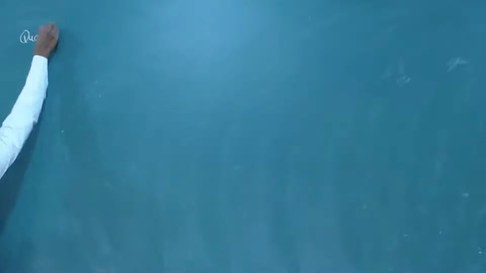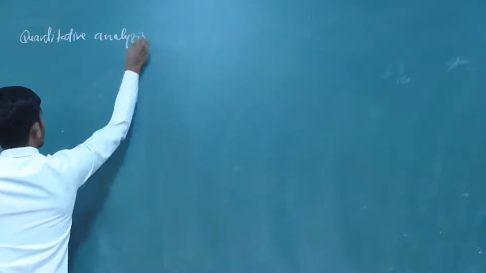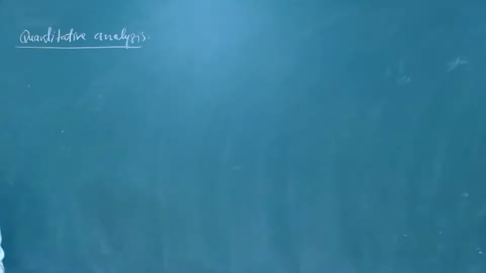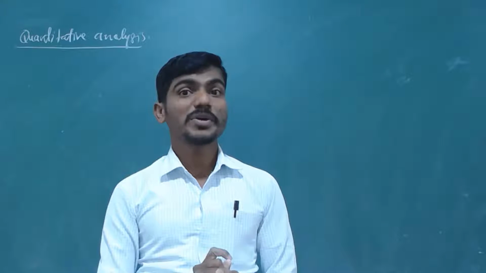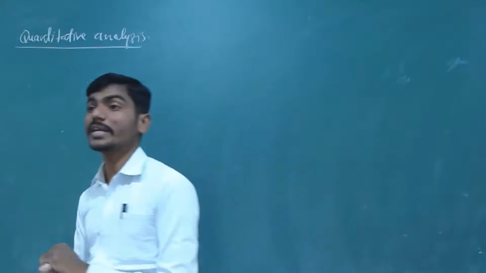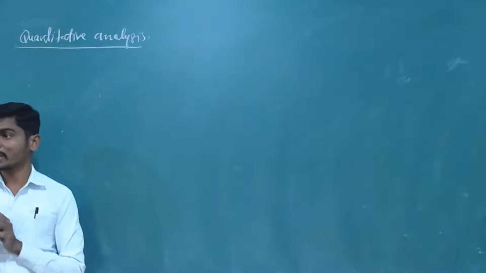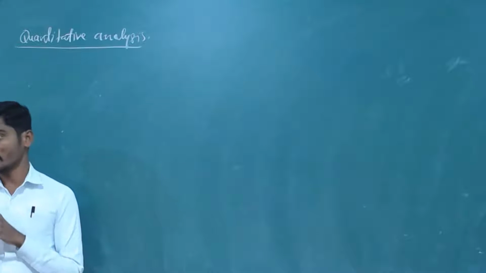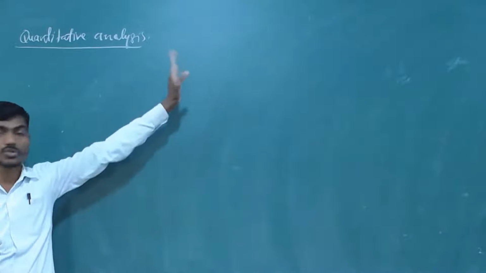Quantitative analysis. Qualitative. Next one is quantitative. Quantitative analysis. Quantitative analysis involves the determination of the percentage of various elements present in the compound. Percentage, quantity of element. So here we are measuring the amount of various elements present in the given compound. So same, carbon, hydrogen, nitrogen, oxygen, phosphorus, sulfur, halogens, etc.